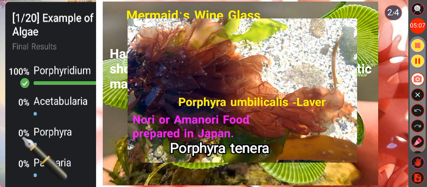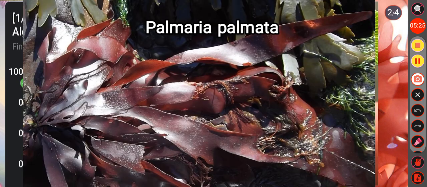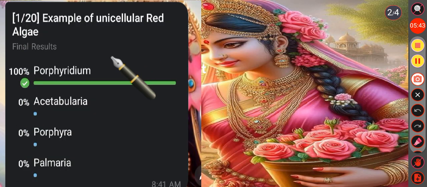Then last option, that is Palmaria. Okay. One of its most notable members is Palmaria palmata, which you see in this picture. It is also a red alga, but it is multicellular, which is commonly used as food and medicine in Ireland. So here the correct answer is option A, which is a unicellular red alga, right?